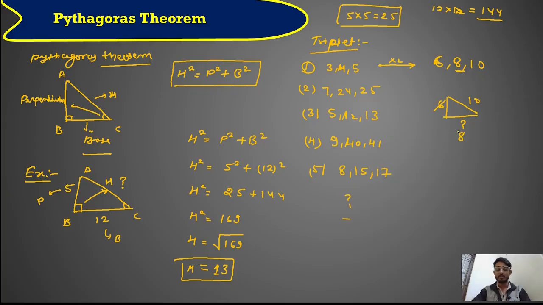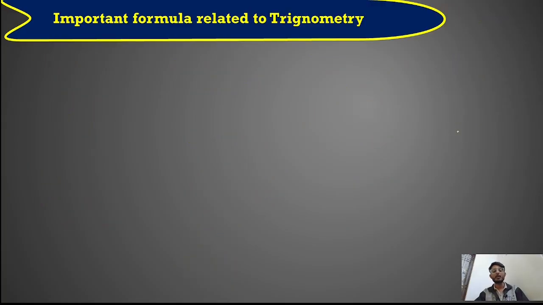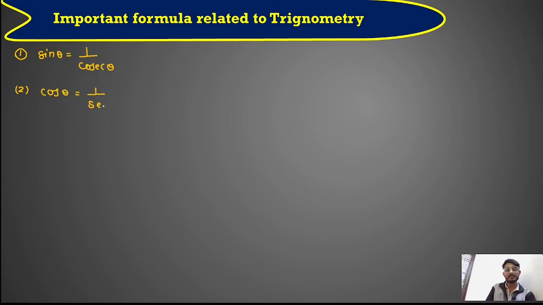Okay, let's move on to another topic, that is the names of important formulas related to trigonometry. There are many formulas. The first formula gives the relationship between sin and cosec. So sin theta equal to 1 upon cosec theta, or you can also say that cosec theta equal to 1 upon sin theta. The second formula is cos theta equal to 1 upon sec theta, because there is a reciprocal relationship between sec and cos.